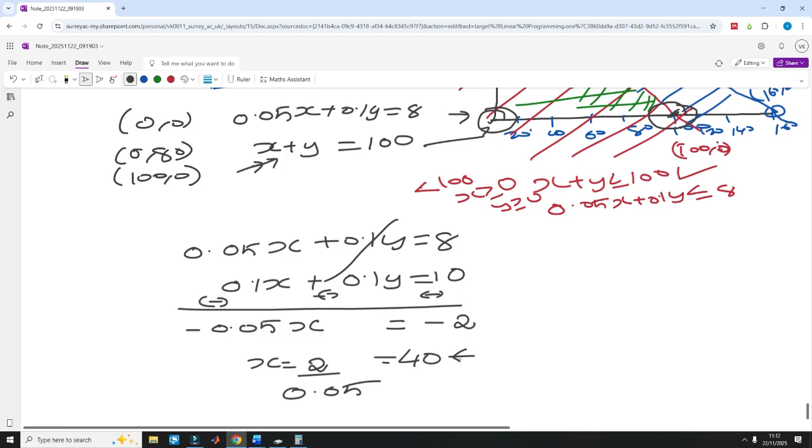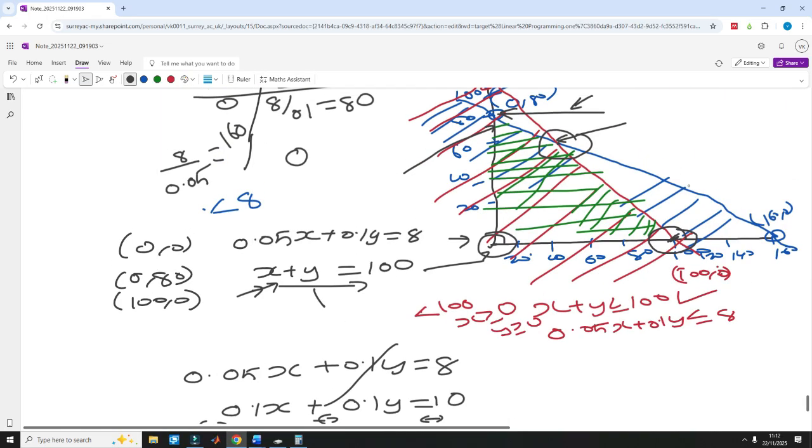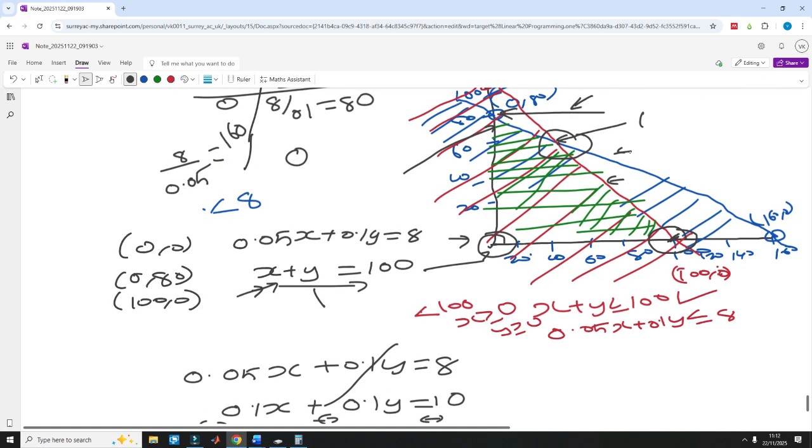So substitute this value in any one of these linear equations. So 40 plus y equal to 100, which means y is equal to 60. So that means these two straight lines, this blue line and the red line, should intersect at the point 40 comma 60. So now you know the last corner point in the feasible region. So let's put 40 comma 60. So now we have all the 4 corner points.